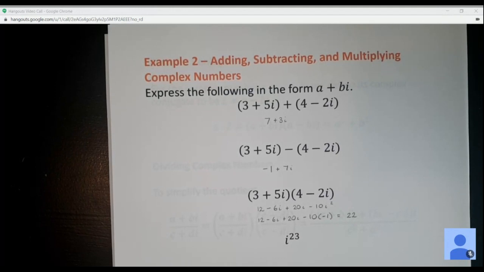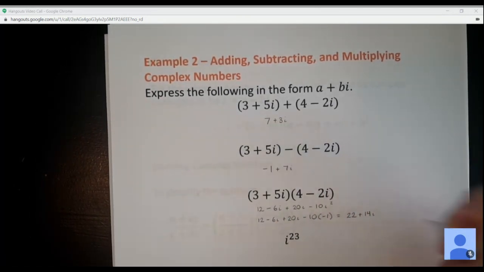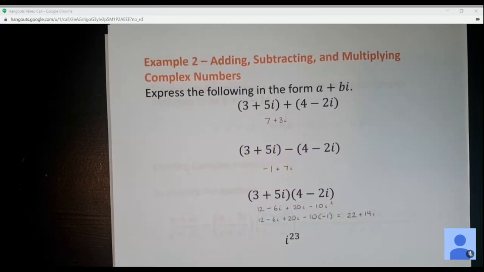Now, if we combine the imaginaries, we have a negative 6i plus 20i, which should give us what? Perfect. Plus 14i. And that would be our final answer now because, again, the direction says get it in the form a plus bi. Now we have our a real part and our b imaginary part. Any questions on any of the steps for that one now?